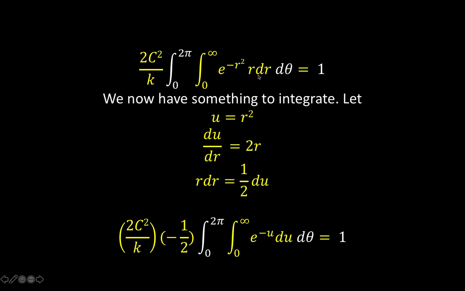Because r dr is equal to 1/2 du, we factor out the 1/2, so you have the 1/2 here outside. But since we have a negative sign, our constant is negative 1/2. All the rest are just copied. But notice that there is a change in our limits of integration.